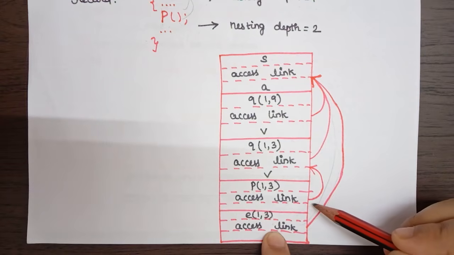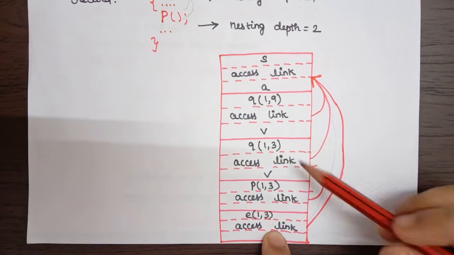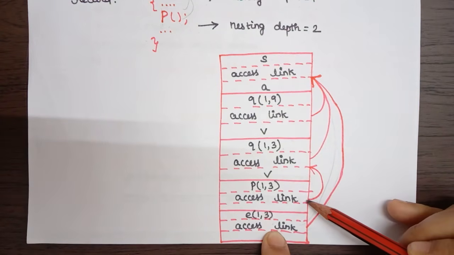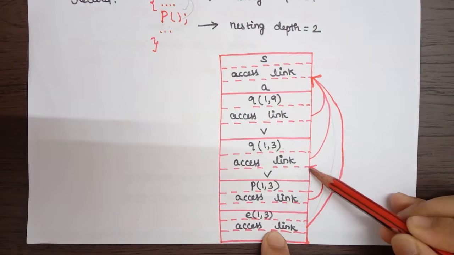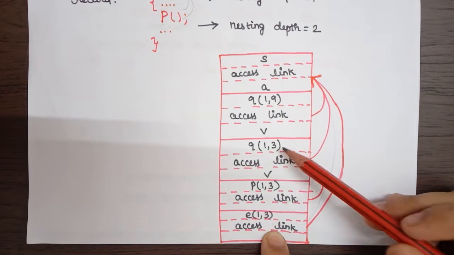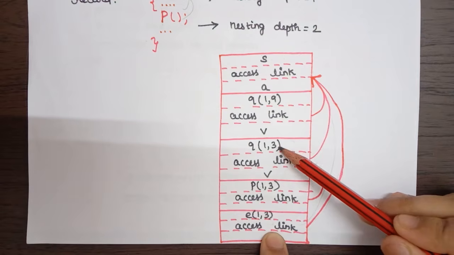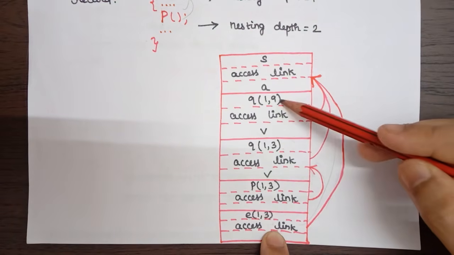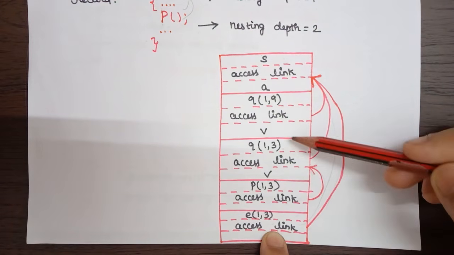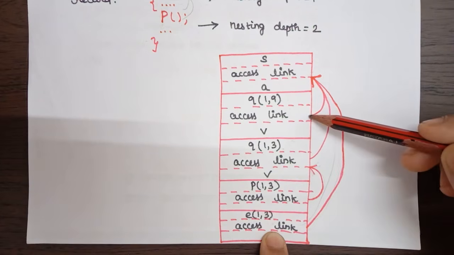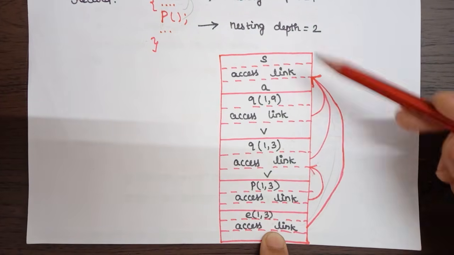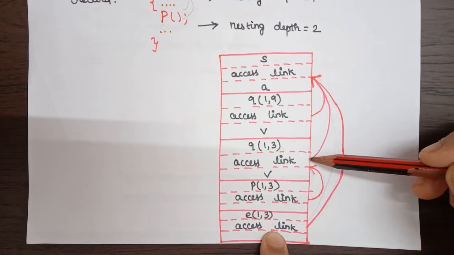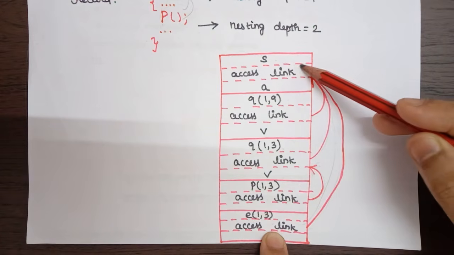Coming to the partition, as this is nested inside Q, it has an access link towards the procedure Q, that is, the activation record of Q. In the same way, these two procedures are nested inside the procedure S, so we can see the access links flowing to the procedure S.